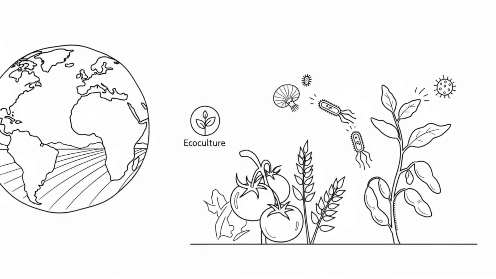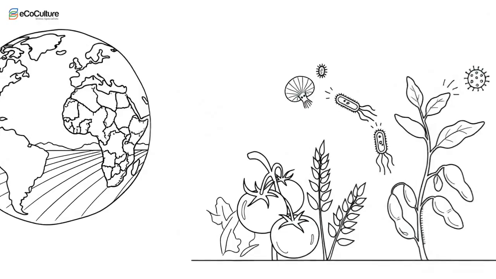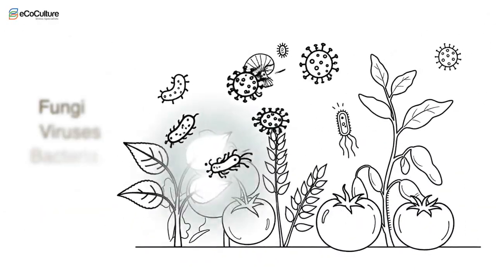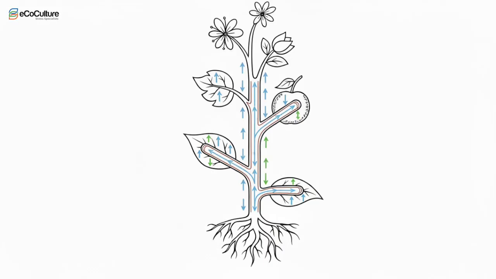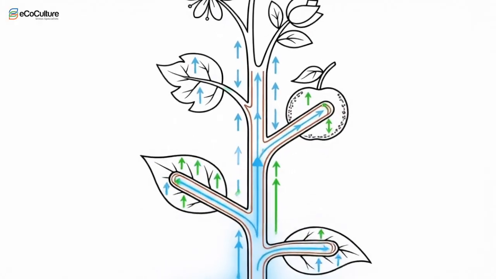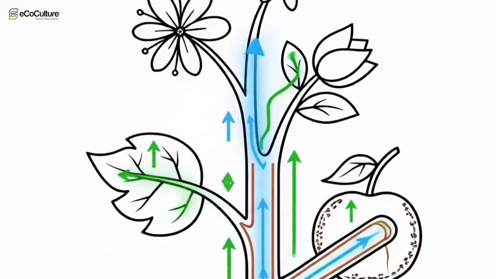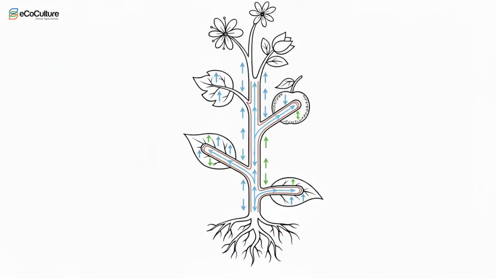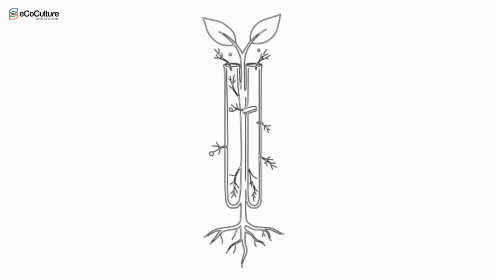At Ecoculture, we work every day to help plants overcome the most difficult challenges. One of the most serious threats are vascular diseases caused by fungi, viruses, and bacteria. The vascular system of plants is the network of specialized tissues responsible for transporting water, minerals, and organic substances between different organs: roots, leaves, stems, flowers, and fruits.